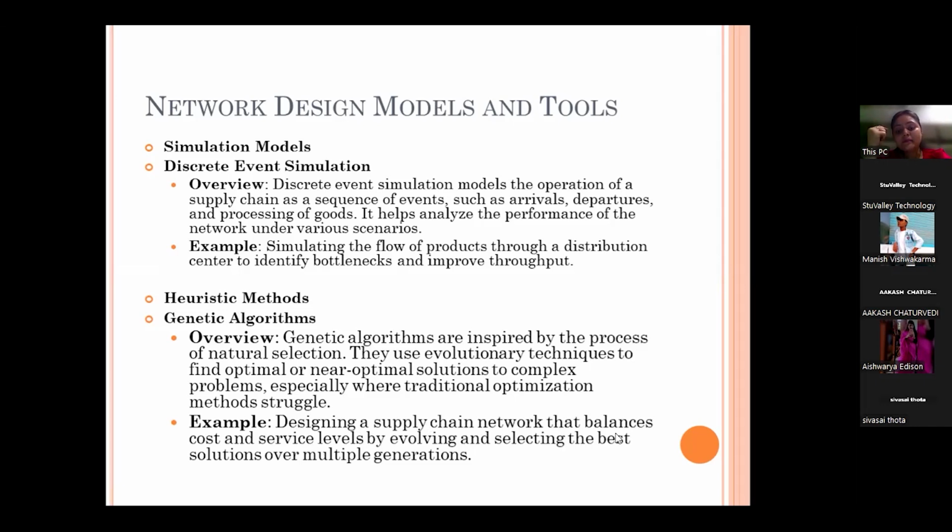So at that time, if we have multiple different solutions, we apply the best suited one to the supply chain network design. To balance cost and service levels by evolving and selecting the best solutions over multiple generations, there will be multiple answers and multiple generations, but we will select the one best suited to the supply chain. This is very new and not common in the industry, but we are working on this.